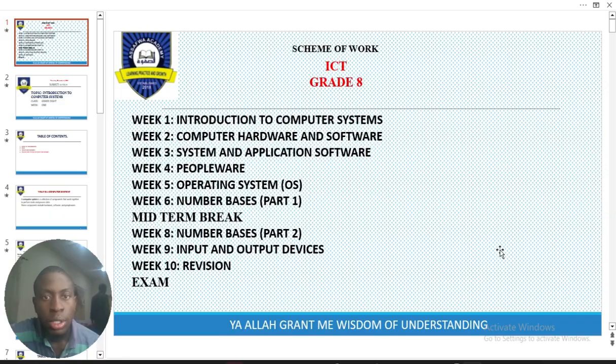So, all right. During the course of this time, we discuss the following topic: introduction to computer hardware and software applications, and system and application software, where operating systems, number bases, and lastly input and output devices.